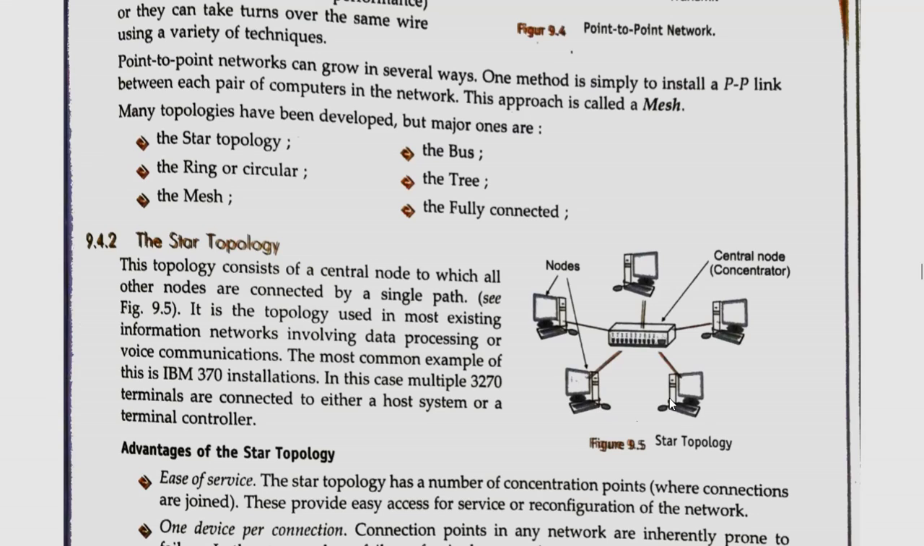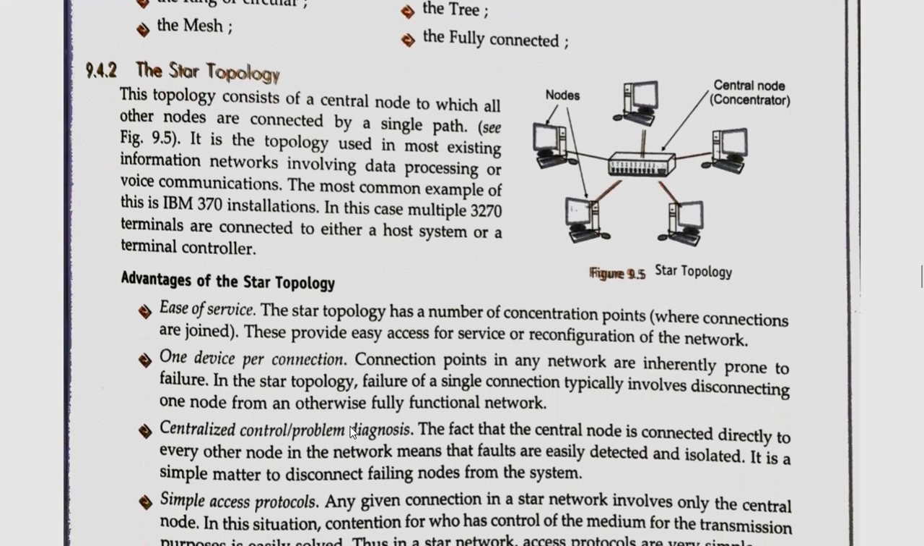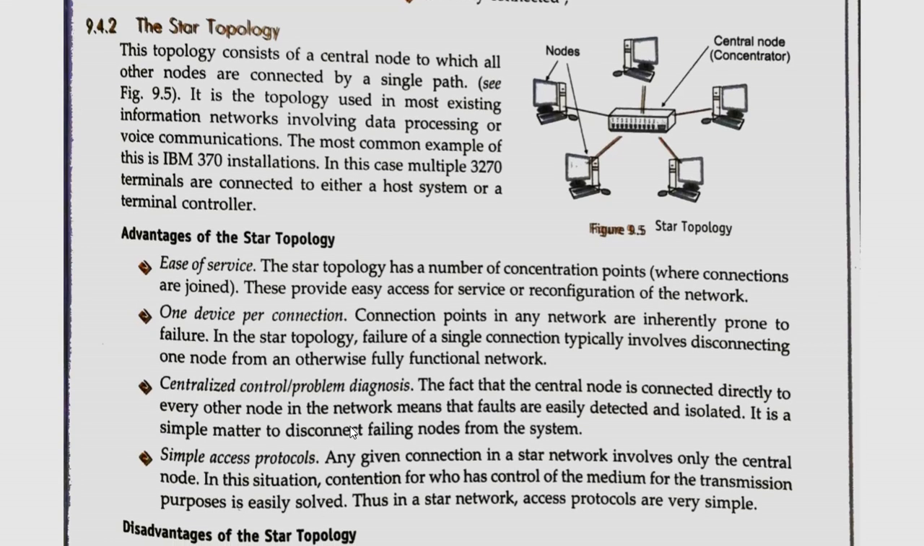Okay. So let us see some advantages of the star topology, that is, what are the basic advantages if we are creating a network in the star topology. Okay. So the first thing is ease of service. Why is there ease of service? Because the star topology has a number of concentration points where connections are joined. Okay, these provide easy access for service or reconfiguration of the network.